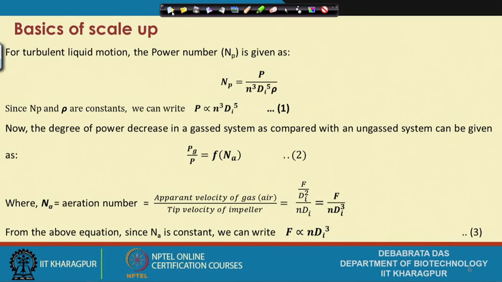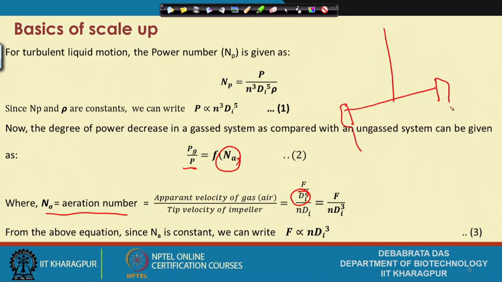Now I was talking about the gassed system and ungassed system. This ratio is proportional to the aeration number. Now what is the aeration number? Aeration number is the superficial velocity of the gas per unit surface area. What is the unit, per unit length? So Di squared I can easily write. And this is the tip velocity of the impeller. The tip velocity of the impeller, how can you determine it?